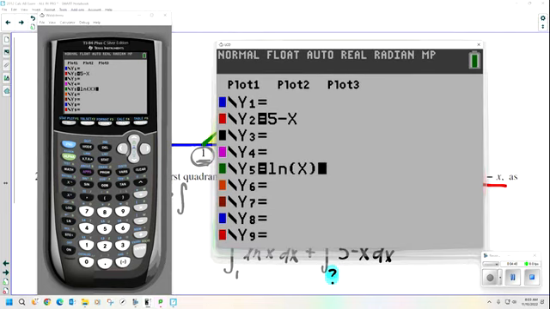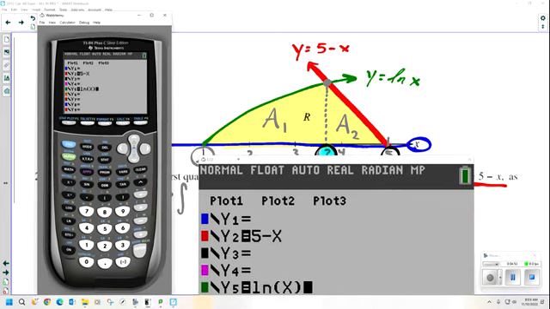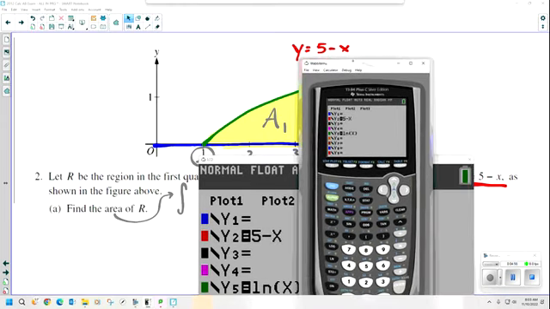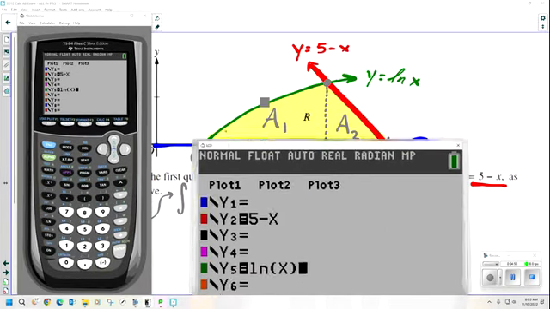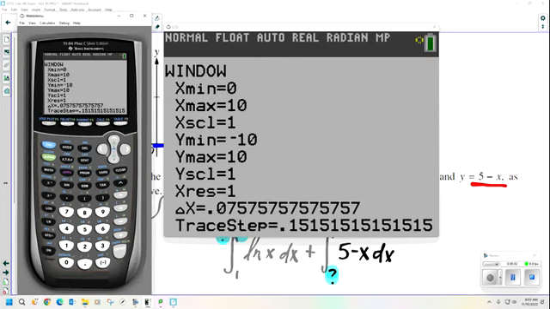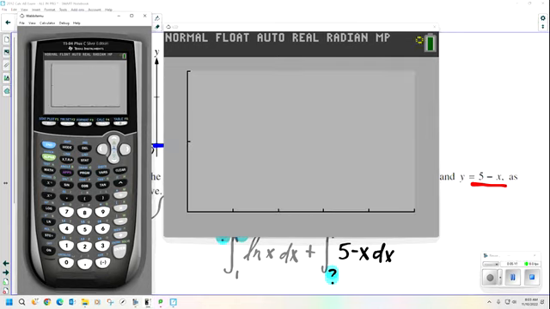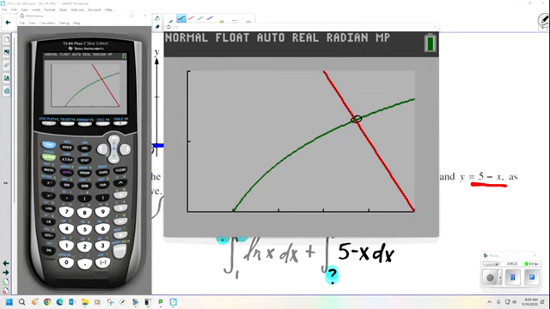And let's see what our bounds are. We'll go from 0 to 5 on the x-axis. What about the y-axis? Let's just go up to 2. I'm going to make my window just like the picture they gave me. So x is going to go from 0 to 5, and y is going to go 0 to 2. Let's graph this. There's 5 minus x, and here's the ln of x. I have to stretch it a little bit, but it's really good, right? I want this intersection point right here.